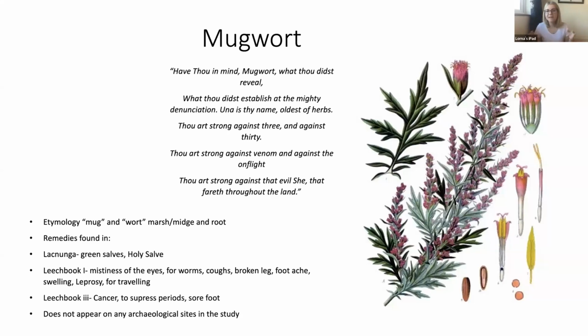So we're dealing with quite poetic language as well, which is nice. We're going to see lots of the herbs are addressed like this. They're kind of given almost like options in a fight. So you pick your fighter against the disease, which is quite metaphoric, which is kind of cool. Hence the word onflight, which means the disease. So etymologically, mug and wort means Martian root.